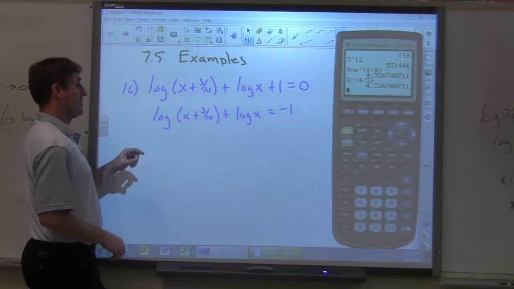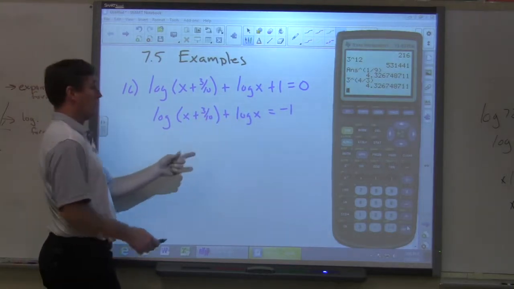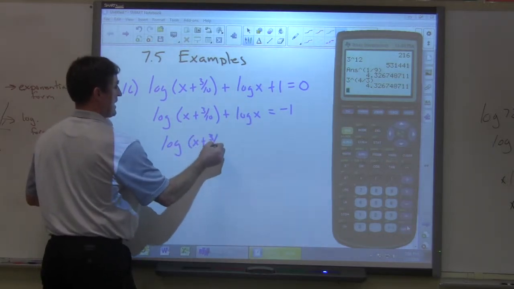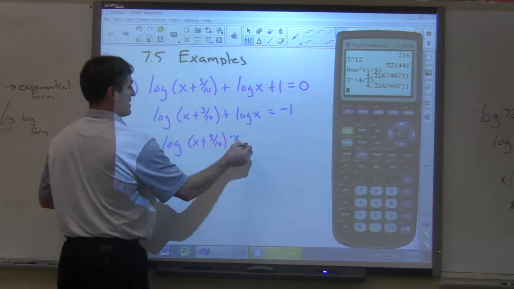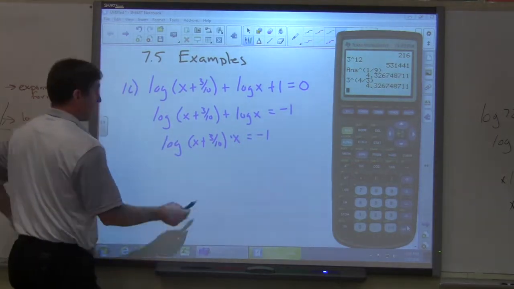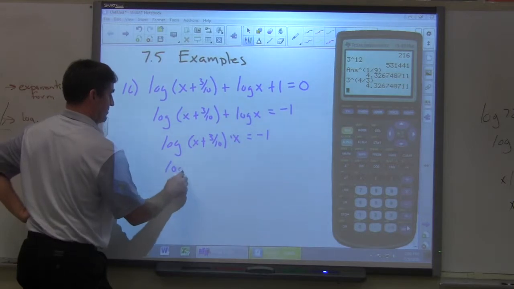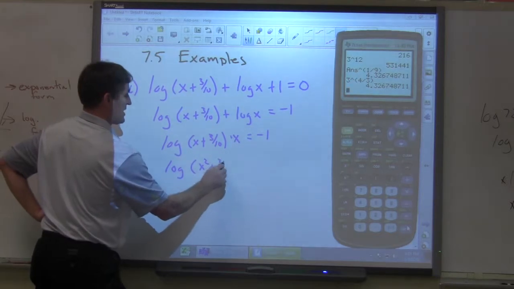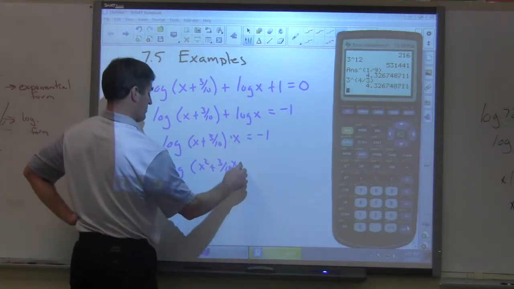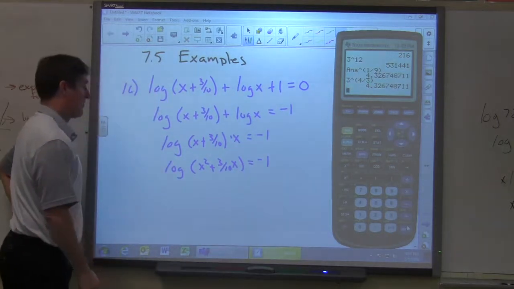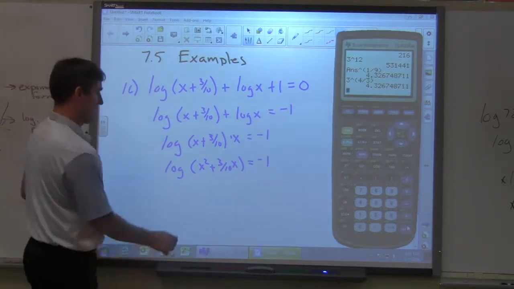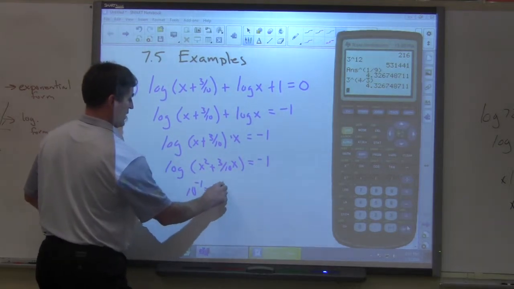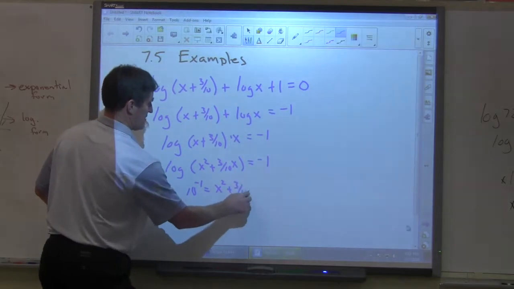Now I got to get from 2 logs to 1, so addition becomes multiplication. So I get this plus 3/10 times x equals negative 1. Distribute that, and I get x squared plus 3/10 x. And now I'm going to put it in exponential form, so my base is 10. So 10 to the negative first equals x squared plus 3/10 x.